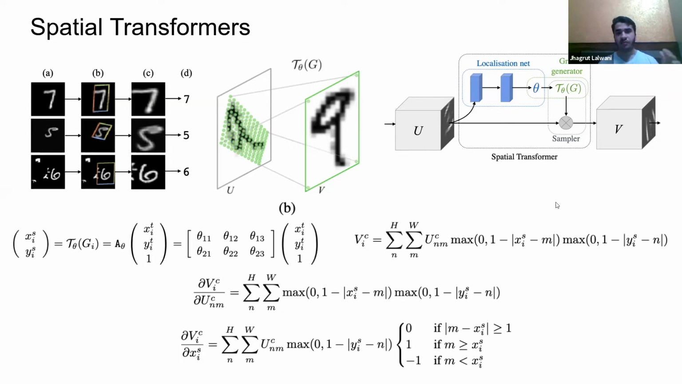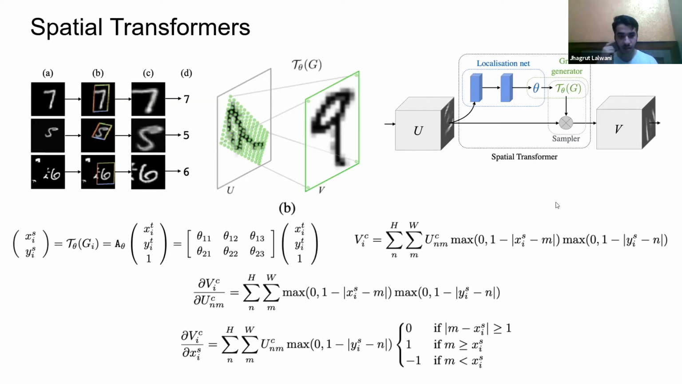And then again, for back propagation, we require the partial derivative. So the partial derivative of vi, which is the value we are trying to predict in the v image, and the value is nothing but the intensity of the black color. So if we take the partial derivative of vi with respect to u of c n and m, that term will reduce to 1, and since the max terms are independent of u of n comma m, they will still remain, and hence the summation will still remain.